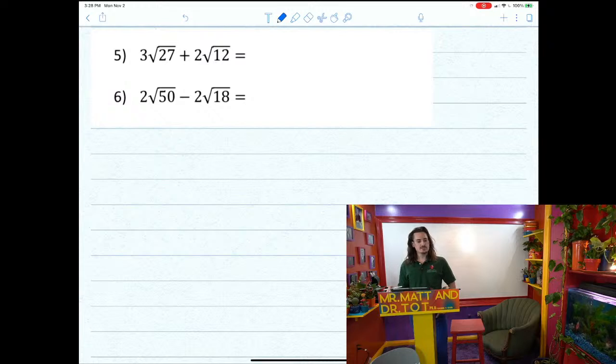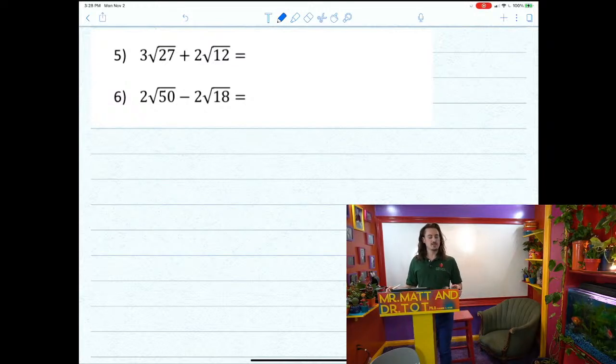So with 5 and 6, I do want to mention a new strategy. It's going to be the same type of thing, but now you can see we don't have common radicands. Remember, we can't do any of the operations that we talked about before with subtraction or addition without common radicands. So we need to be able to simplify here.